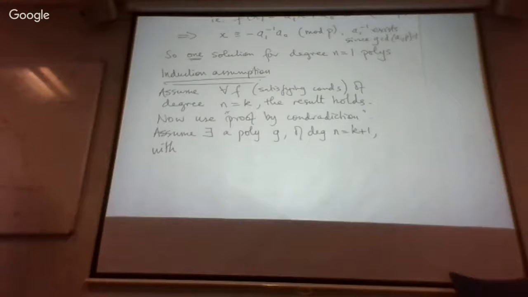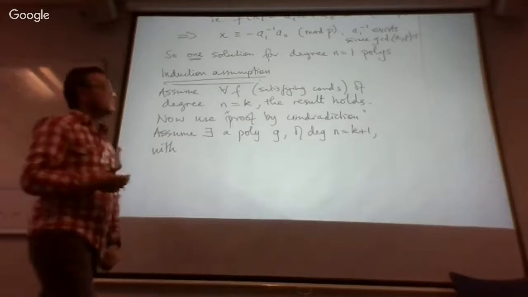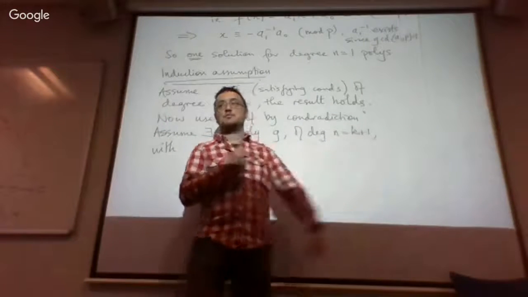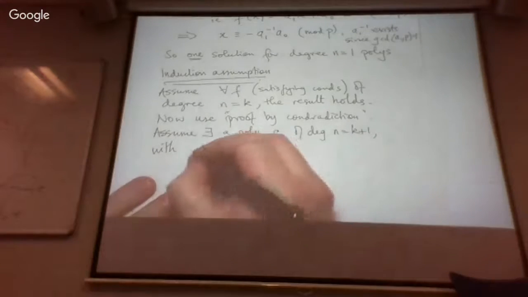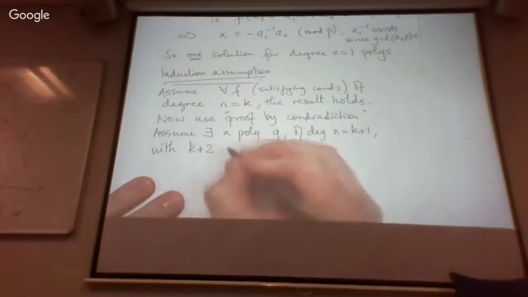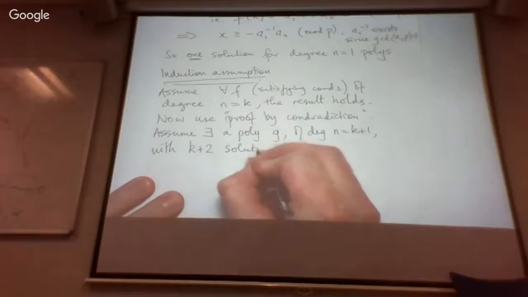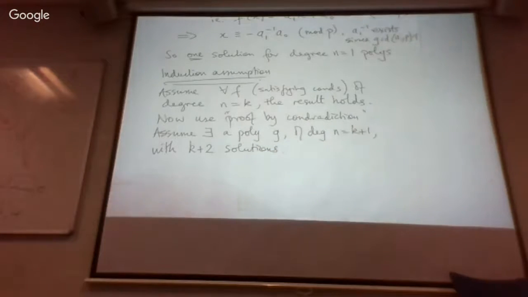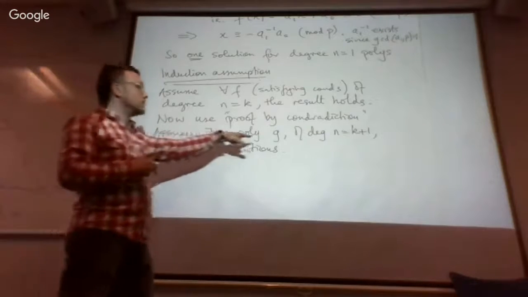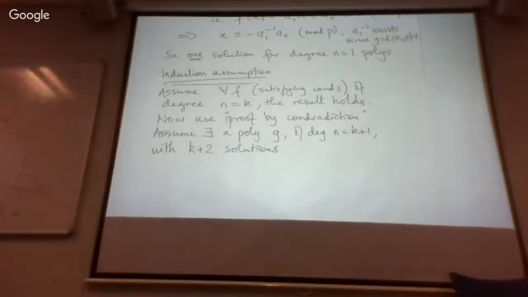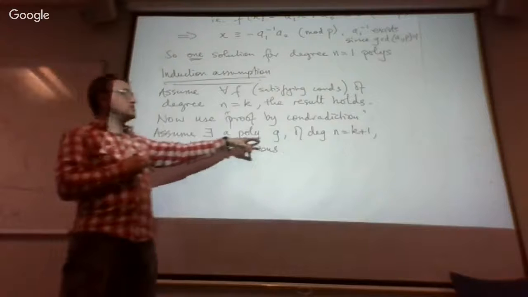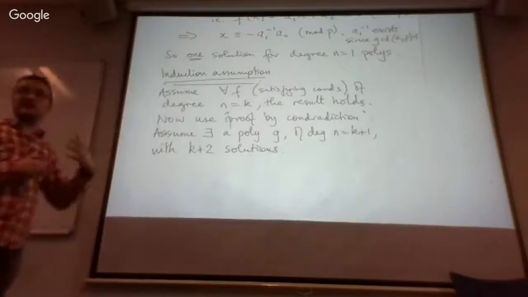So what would be too many solutions in this case? Well, it would be more solutions than k plus 1. But we'll be as conservative as possible with at least k plus 2 solutions. That's what we assume. Such a polynomial g is contradicting the theorem. That's exactly what we want, because we're starting a proof by contradiction. We're assuming such a g exists, and from that we're going to get a contradiction.